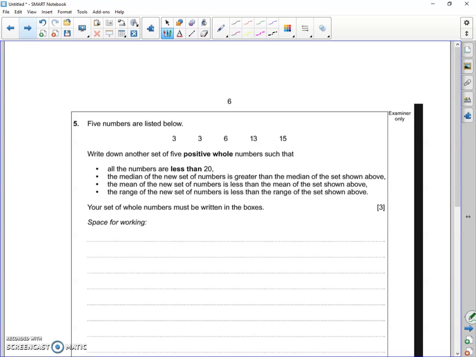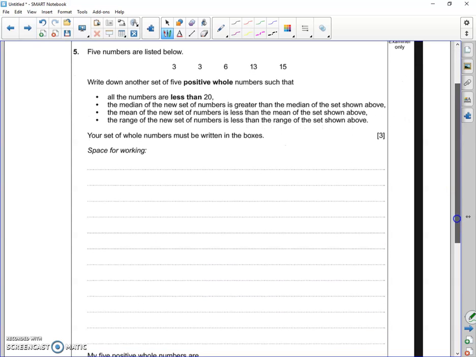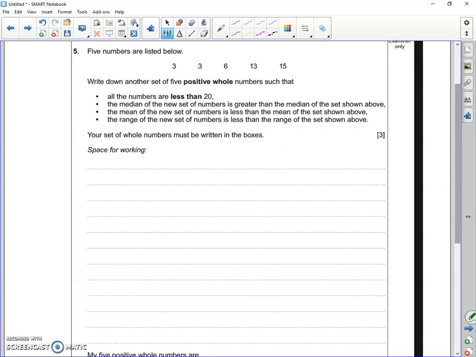Question 5. Weird one this, because there's lots and lots of answers. Okay. In fact, in the mark scheme, it doesn't give a particular set of answers, but as long as your answers fit certain rules, then you are correct, I guess. Okay. So, we're comparing to the original set of numbers. It says all the numbers in our set of numbers have got to be less than 20, like theirs are. The median of the new set is going to be greater than the median of the set shown above.